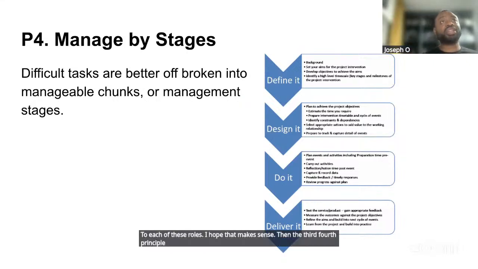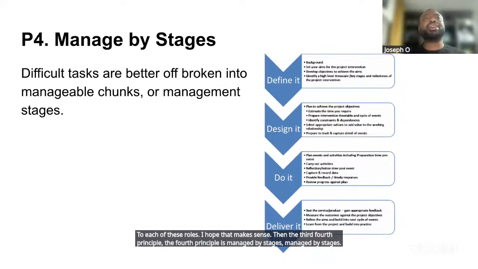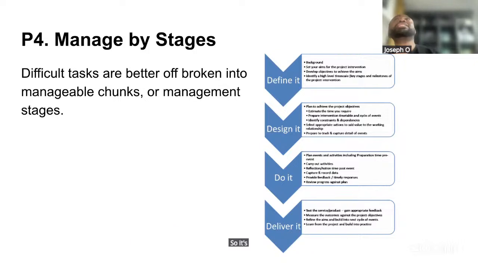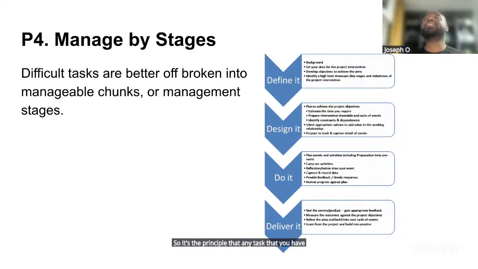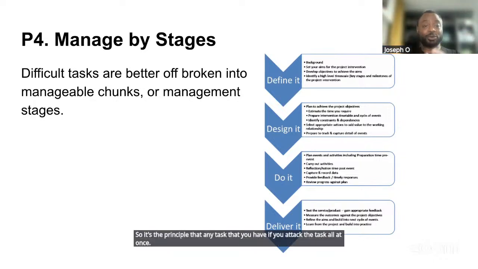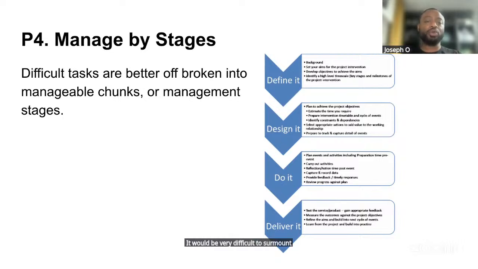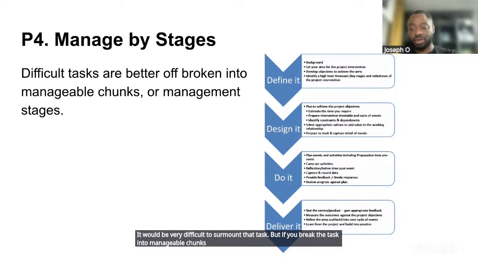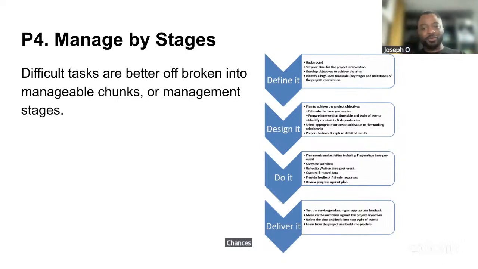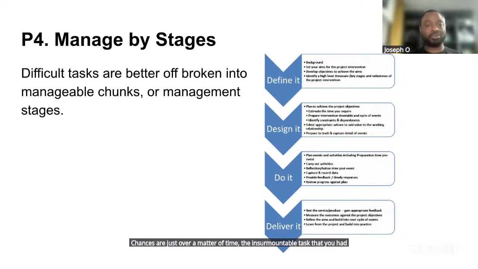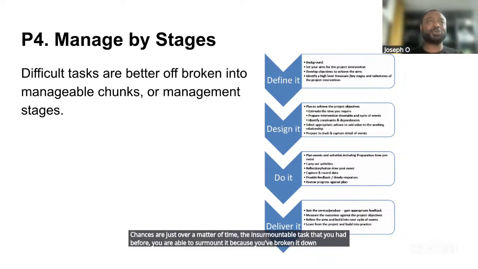Then the fourth principle is managed by stages. It's the principle that any task that you have, if you attack the task all at once, it will be very difficult to surmount. But if you break the task into manageable chunks and sort out one manageable chunk after the other, chances are over a matter of time, the insurmountable task that you had before, you are able to surmount because you've broken it down into smaller pieces.